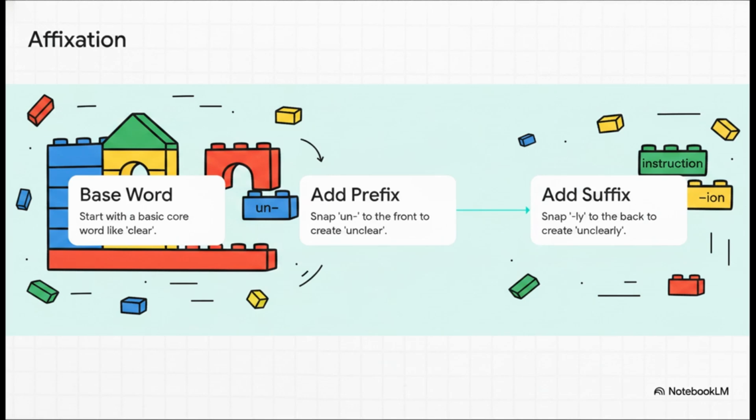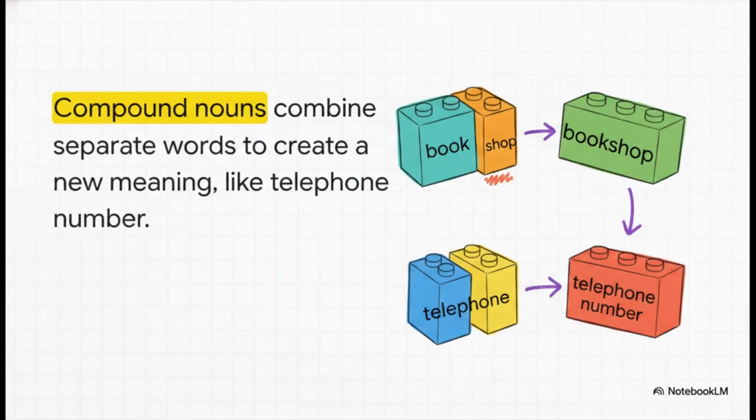Then in step 3, we can snap another piece onto the back, called a suffix. Adding ly gives us unclearly. And suffixes are amazing because they can completely change a word's job in a sentence. Like if you take the verb instruct and add ion, boom, it turns into the noun instruction. It's incredibly efficient. Just by learning one base block and a handful of attachments, your vocabulary literally multiplies. But wait, it gets better. We can also snap 2 entirely separate base blocks together to create what we call compound nouns.